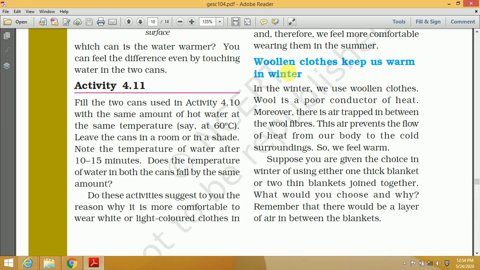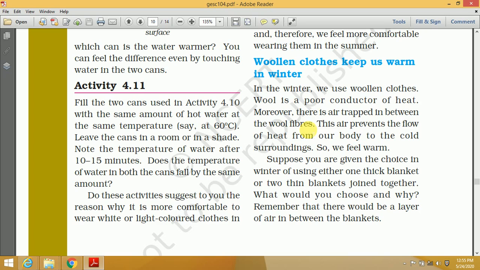Woolen clothes keep us warm in winter. In the winter we use woolen clothes. Wool is a poor conductor of heat. Moreover, there is air trapped in between the wool fibers. So this air prevents the flow of heat from our body to the cold surroundings.